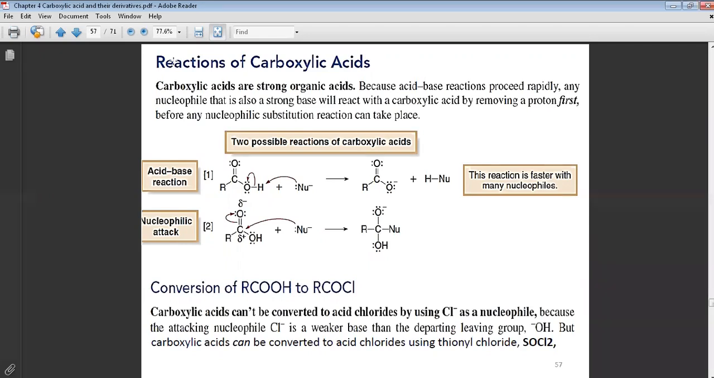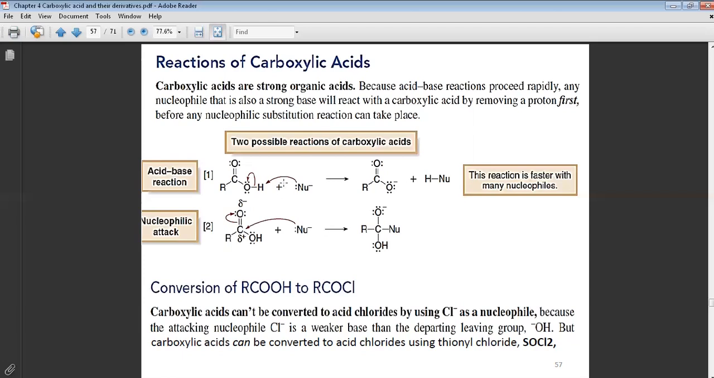Carboxylic acids are strong organic acids. Why strong? Because their conjugate base is stable. That means this carboxylic acid will be strong. We know this because acid-base reactions proceed rapidly, and any nucleophile that is also a strong base will react with the carboxylic acid by removing a proton first. That means any nucleophile, the first thing it will do is remove the proton, because the carboxylic acid is a strong proton donor.